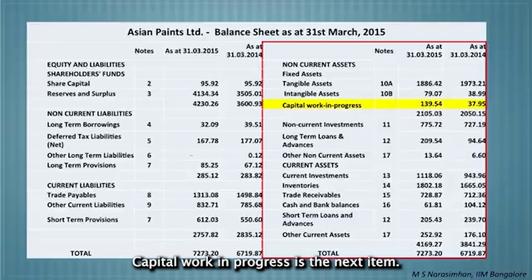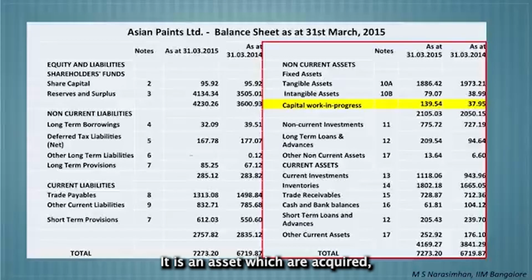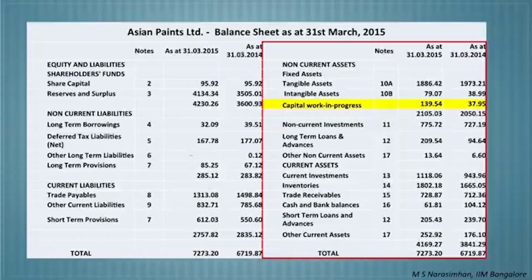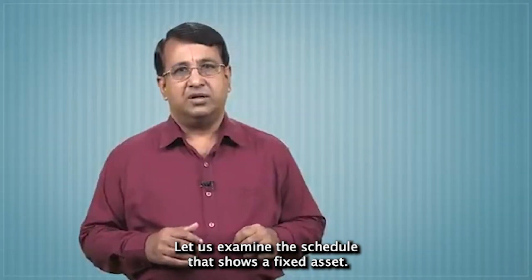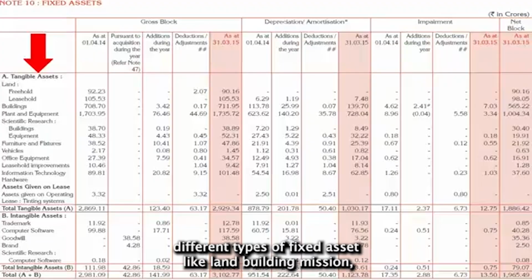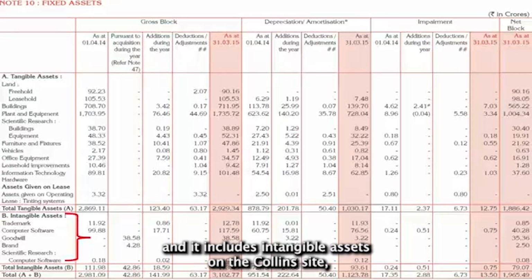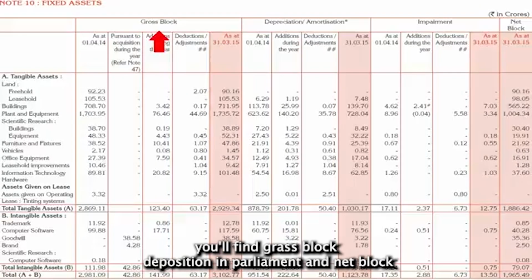Capital work in progress is the next item. It is assets which are acquired, but we are yet to put into use, or assets under construction. Let us examine the schedule that shows fixed assets. The line items are different types of fixed assets like land, building, machine, and it includes intangible assets. On the column side, you find gross block, depreciation, impairment and net block.